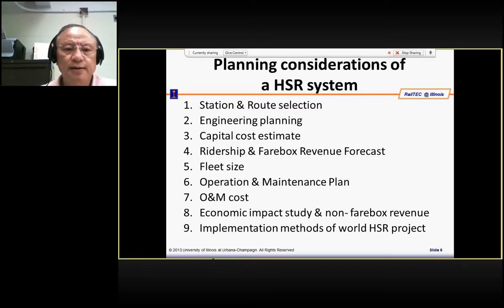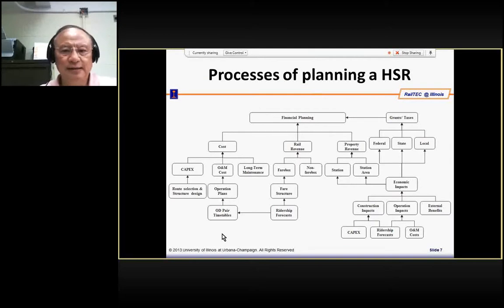Then if all this shows up, we add together the benefit and the cost, and then we have to consider how to implement it. These are the basic elements. When you are planning a high-speed rail system, you have to consider all these areas. Of course, they are in a process. They cannot actually be done concurrently. There is a sequence. You have to go through it.